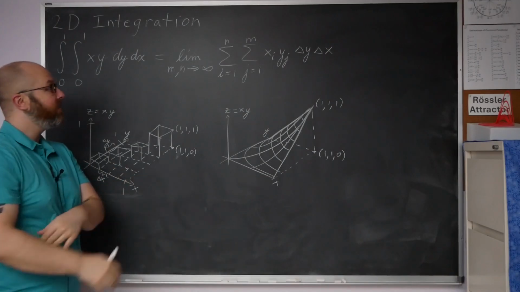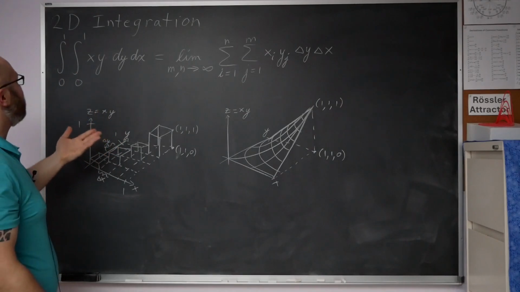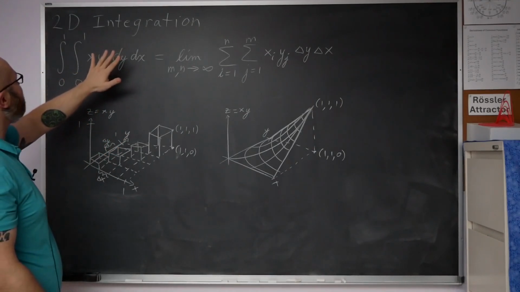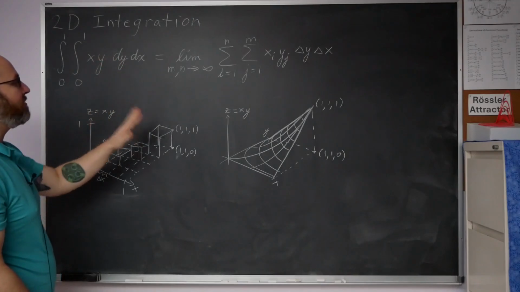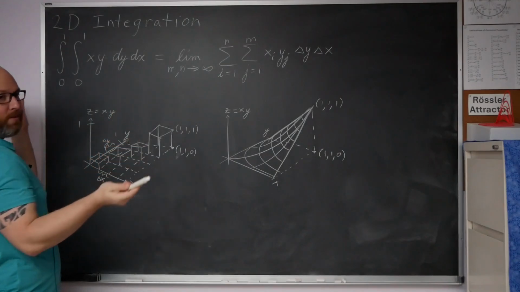So in single variable calculus, you did integrals. Now you're in multivariable calculus, you're going to be doing multiple integrals. So this one is 2D integration, and we're going to start off with a little example, intuitively what it means, and a nice way to compute it. All right, so multiple integrals.